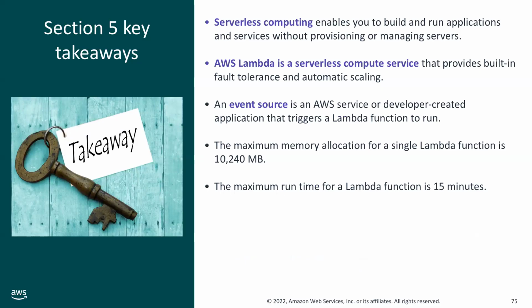Section 5, AWS Lambda key takeaways. This is serverless computing. We don't need to manage servers. We can run code to do the job we want. It's an event-driven computing service as well, AWS Lambda. Serverless computing enables us to build and run applications and services without provisioning or managing servers. Lambda is a serverless compute service that provides built-in fault tolerance and automatic scaling as well. An event source is an AWS service, or something we create ourselves, a developer-created application, that triggers a Lambda function to run. The maximum memory allocation for a single Lambda function is 10,240 MB. The maximum runtime for a Lambda function is 15 minutes.